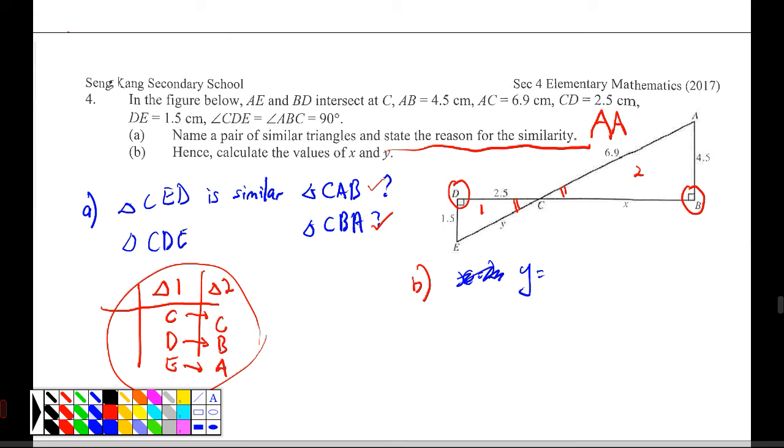Now, you see the word hence, it means you cannot use Pythagoras. You must use similar triangles. Take the answer on top, which is length 1 over length 2 is equal to length 1 over length 2, is equal to length 1 over length 2.